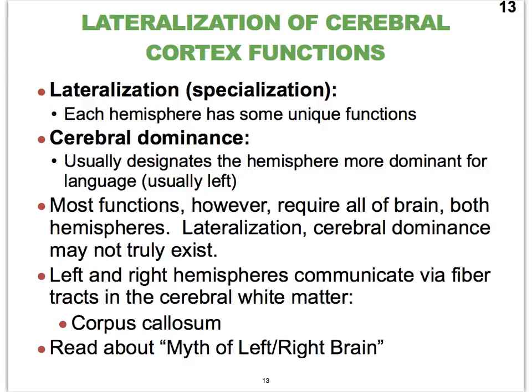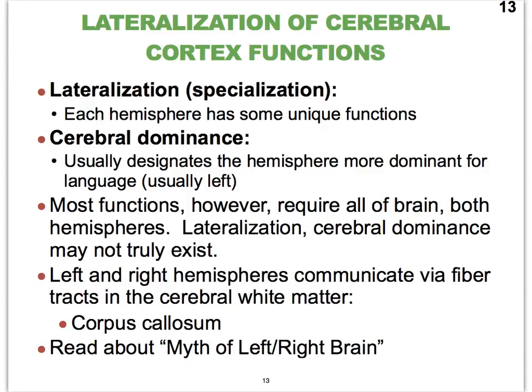For instance, we do see that the so-called language areas tend to be concentrated in the left cerebral cortex in most people. Because there is a little bit of specialization of the cerebral hemispheres, we say that there is some lateralization in the brain, and that we can talk about cerebral dominance. Cerebral dominance refers to that particular cerebral hemisphere that has the language areas. It does happen in some people that their language areas are in the right hemisphere, and so they would express cerebral dominance in the right hemisphere.